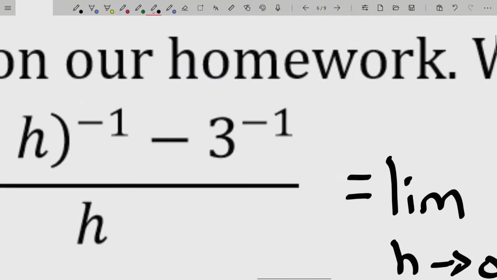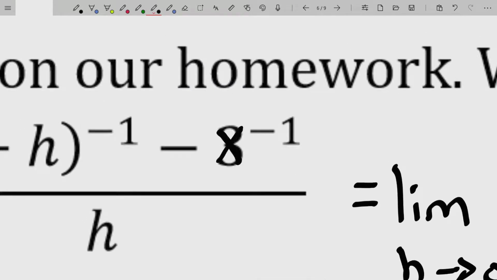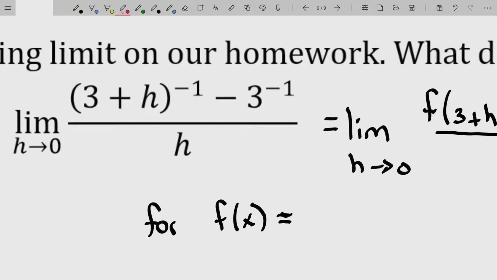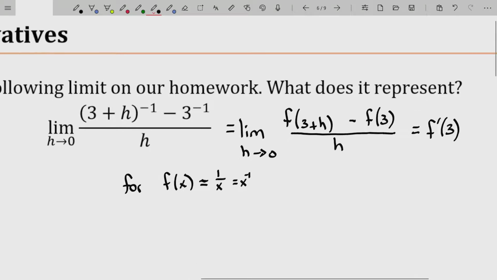Well, look at the function. It's just x to the negative first, because this also is x to the negative first. So that is the function that we're dealing with, 1 over x, or x to the negative first, by the way. It's the same thing, right? So that is that limit.